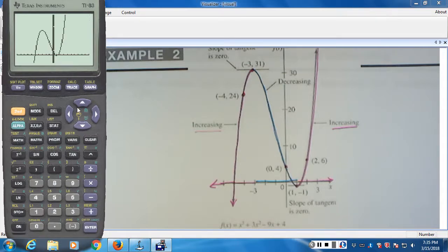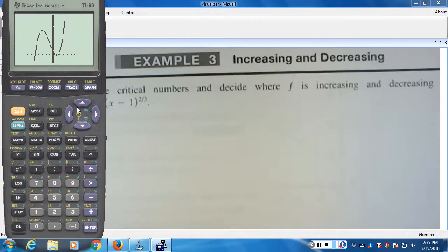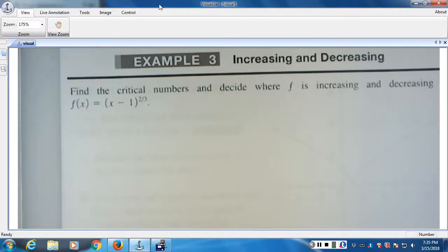So you're sitting there saying, so why did I have to learn how to do this with calculus? Well, because that one's not that easy. Unless you've drawn a lot of graphs in your time, knowing what the cube root of (x minus 1) squared looks like is a little bit ticklish.